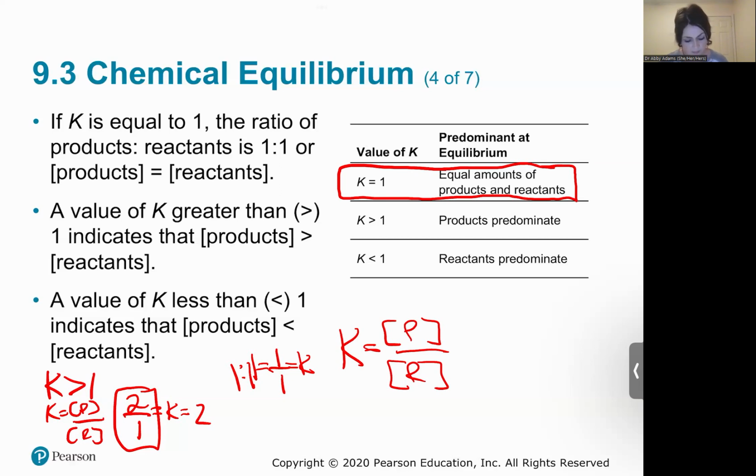So if you have a value of K that is less than 1, then that means you must have less in the products than you do in the reactants. And so if you write that out that way, or you write 1 to 2, 1 over 2, what's that? 0.5, that's less than 1. So that value for K gives you an indicator of how much you have there in terms of the products and the reactants, and you can tell which one predominates. Okay.